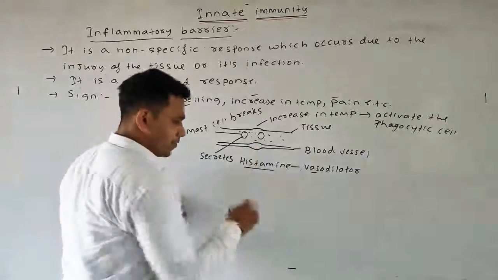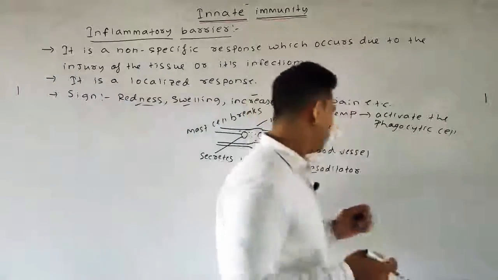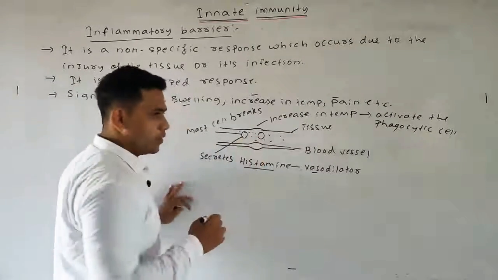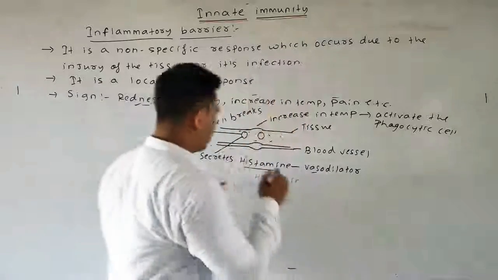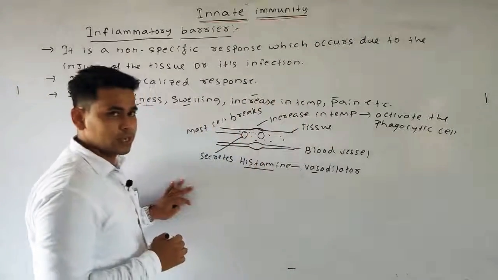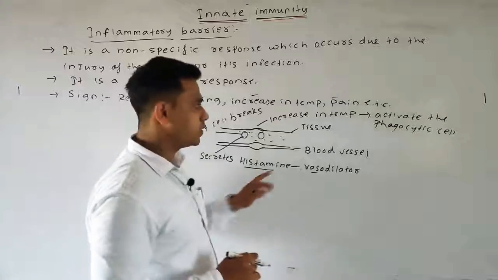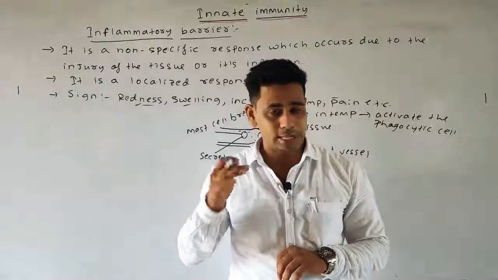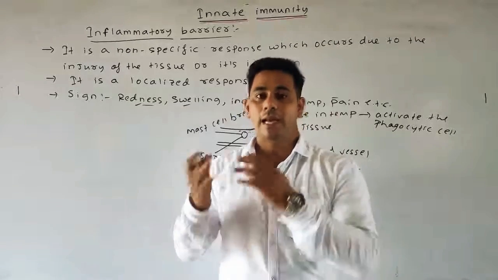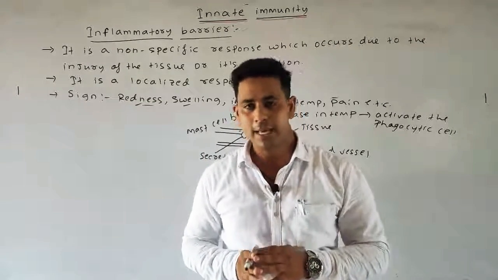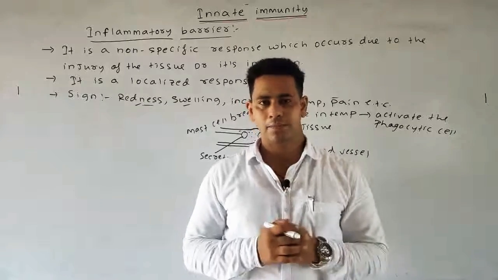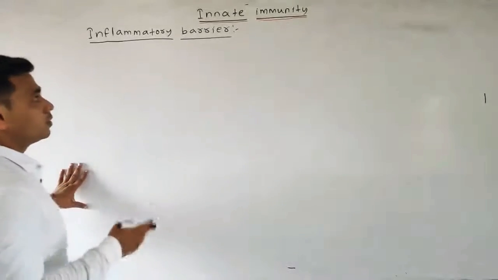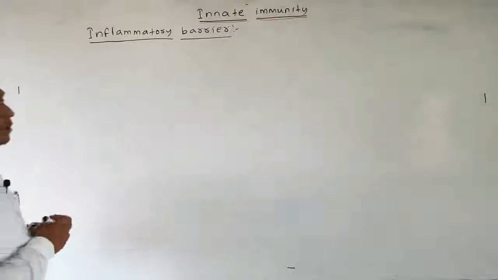And the fibrin, the plasma and the fibrinogen leak into the tissue, and the tissue fluid accumulates to form the swelling. The swelling will lead to the increase in temperature, and that increase in temperature will help in activating the phagocytic cell, which will help in engulfing the pathogen, or we can simply say it will help in killing the pathogen. Okay, please note down. Now come to your writing part of the inflammatory barrier.